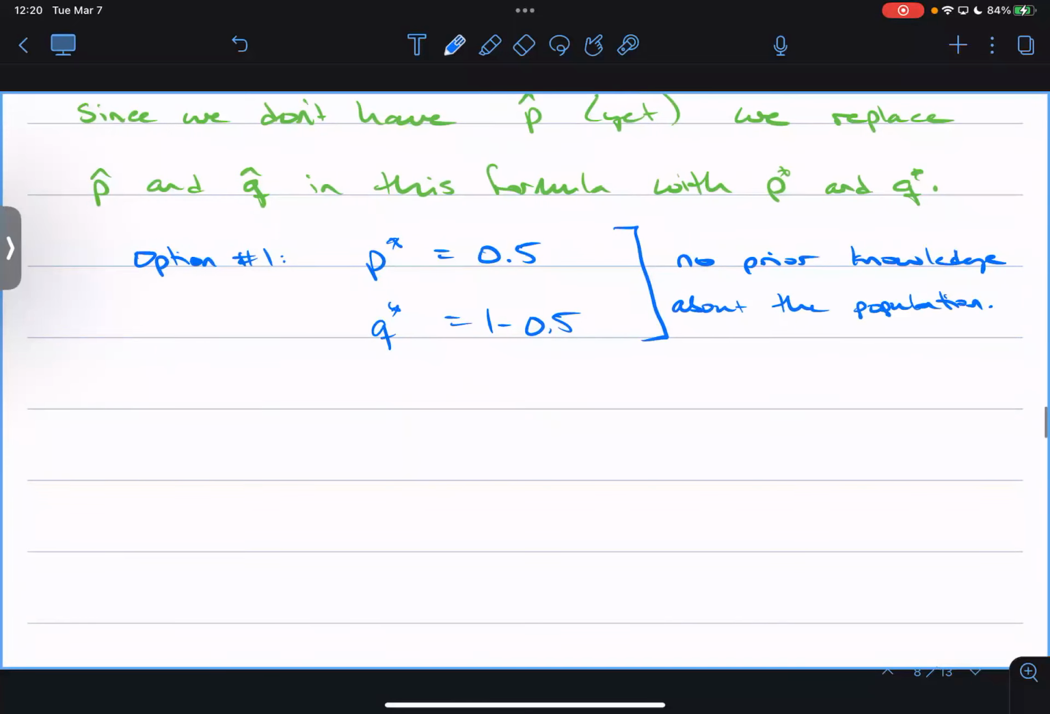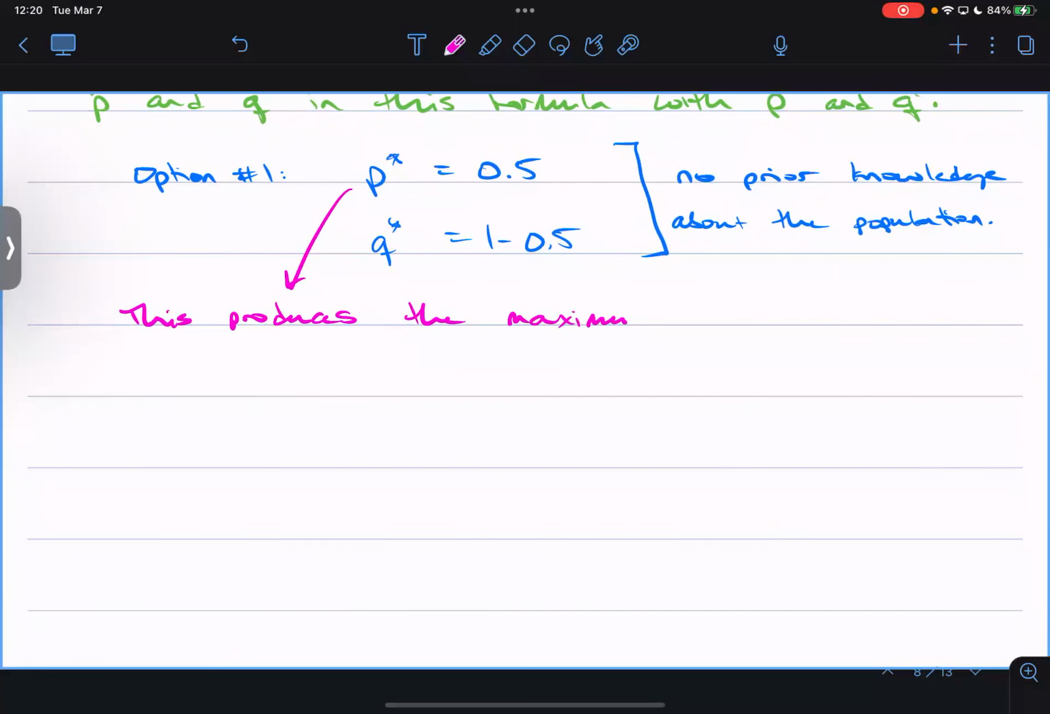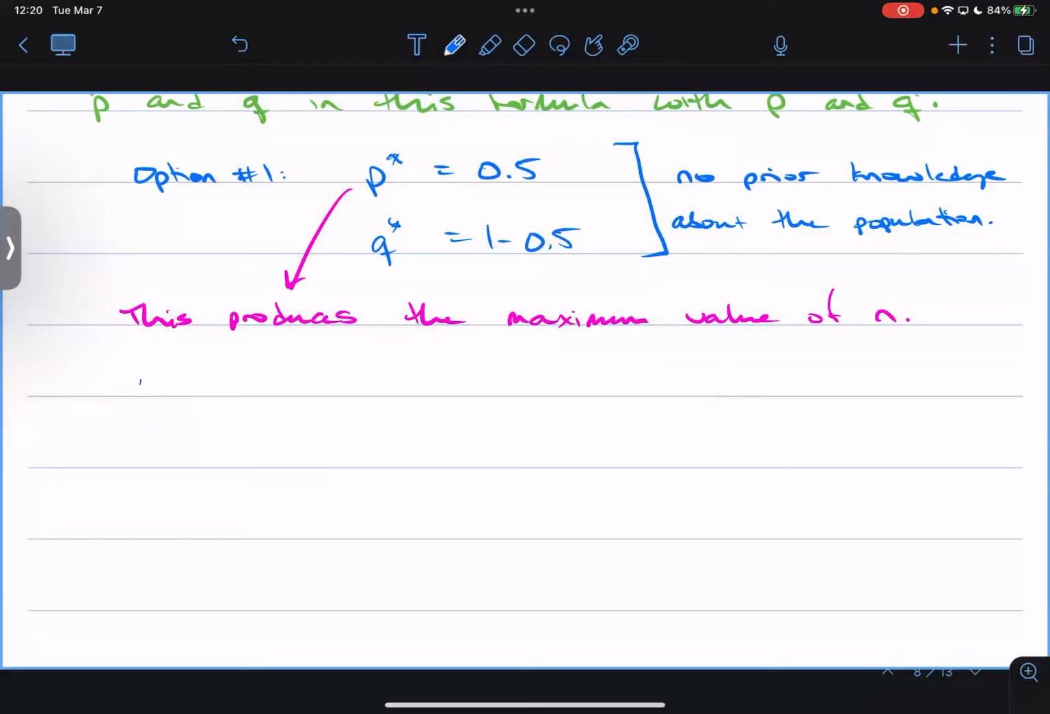This produces the maximum value of n. So if you want a maximum, the kind of ceiling level of n, then use 0.5. If you want to save some money, and I know I'm running out of time here, use p hat from a previous study.